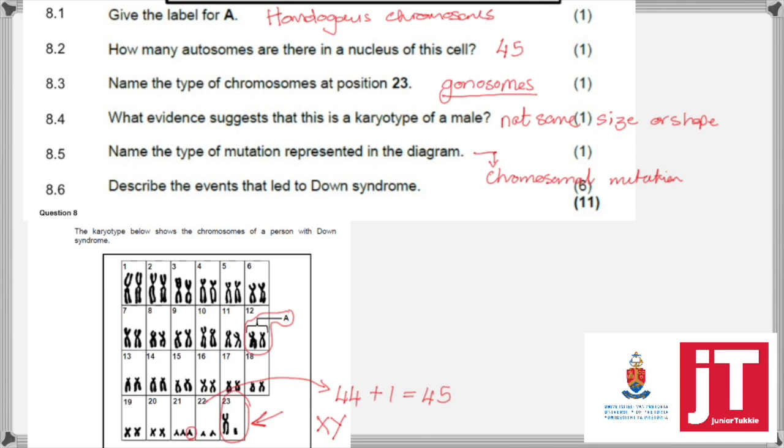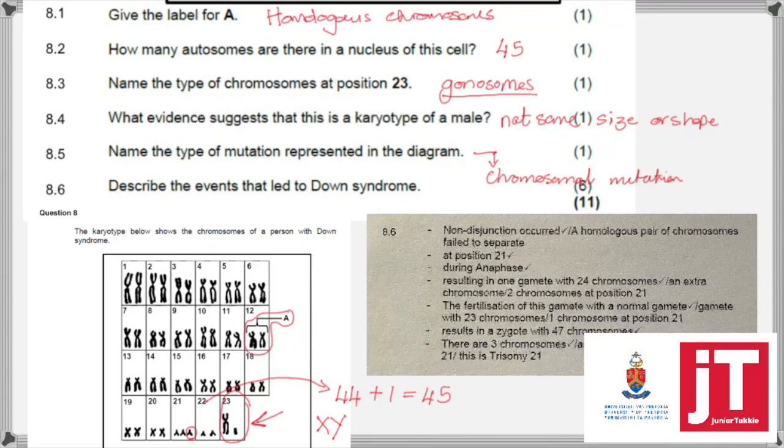Okay, so what we have now is that non-disjunction has taken place. So what I'm going to do quickly is put the memorandum answer in here, and we can discuss each one of these as we look at them. Here we can see for question 8.6, non-disjunction occurred, and we've got a mark allocated for that. This means that our homologous pairs failed to separate correctly during meiosis, and at position 21, during anaphase, that has resulted in that extra chromosome that we see in that position.